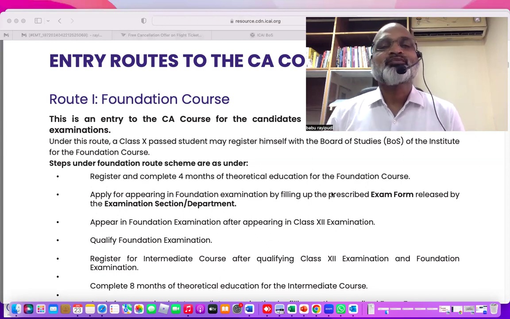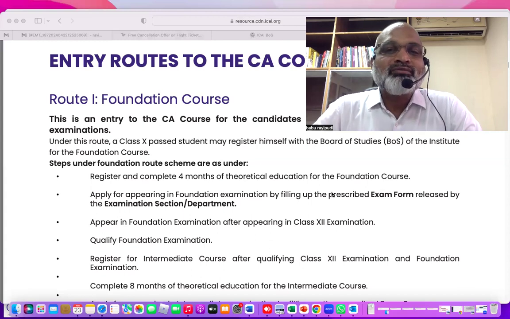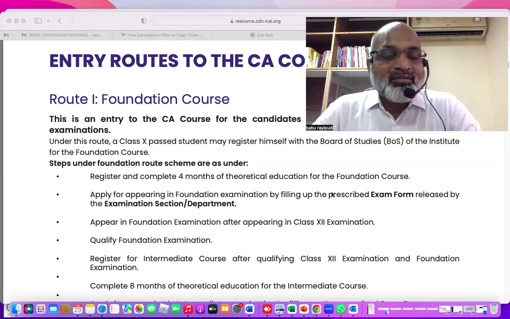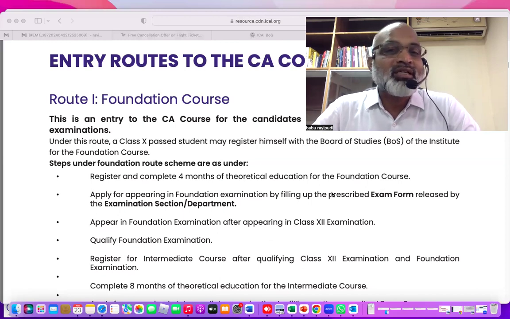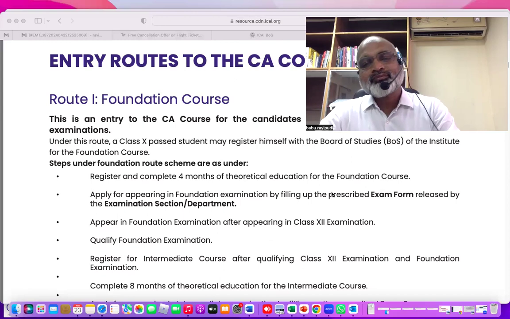So in CA, we have got 3 levels. One is CA foundation, second is CA intermediate, third is CA final. I repeat, CA foundation is the first level, which is basically taken up by the students who have passed 12th standard. Though you are eligible to register for this course after 10th standard, you can actually write the first level exam, that is foundation, only after passing 12th standard.